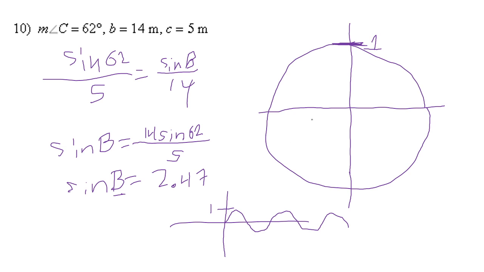So this would be an example of a triangle that's drawn. This angle is 62. This side up here is 14. And it goes up, and it doesn't even come down far enough.